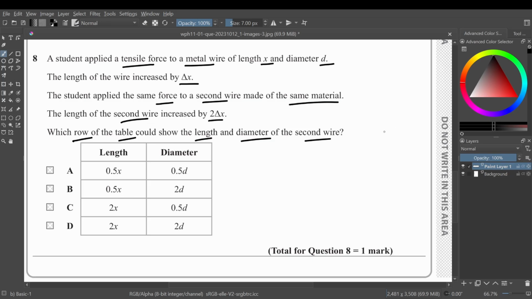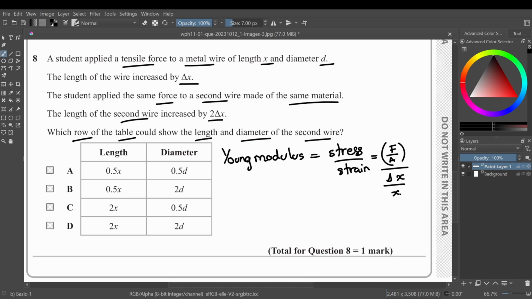So we need to find the original length and the diameter of the second wire, right? So we will use the formula for Young modulus, which is Young modulus is equal to stress by strain, right, which is F by A over delta x by x. So it will become F by x over A delta x, right? Young modulus.